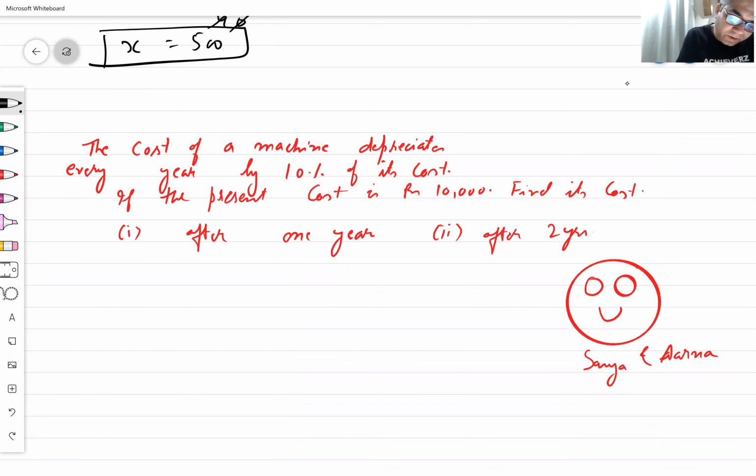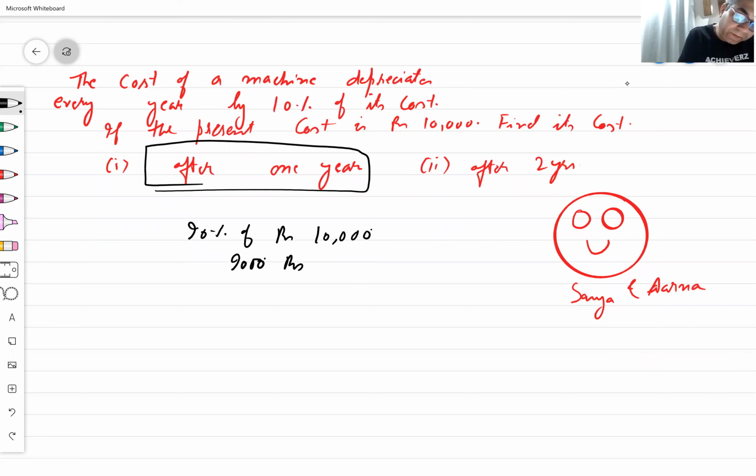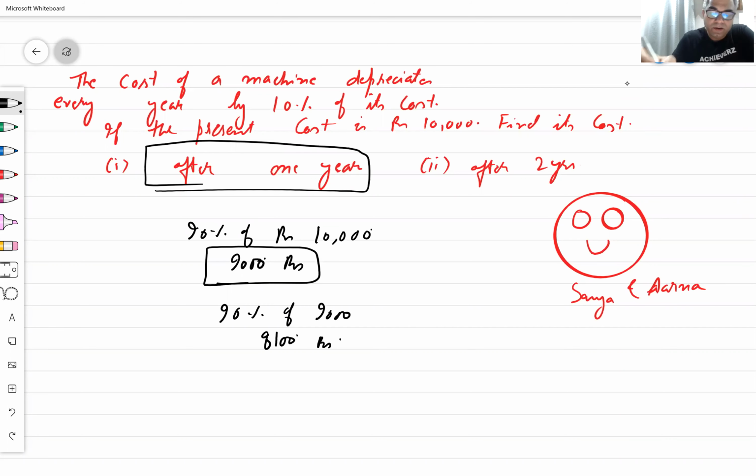So after 1 year, 90% of rupees 10,000 is remaining, and that is your 9,000 rupees. Okay, so this is after 1 year. What happens after the second year? In the second year, once again, this 9,000 loses 10%, and again 90% is left. So 90% of 9,000, that means 8,100 rupees. This is how it will be calculated.